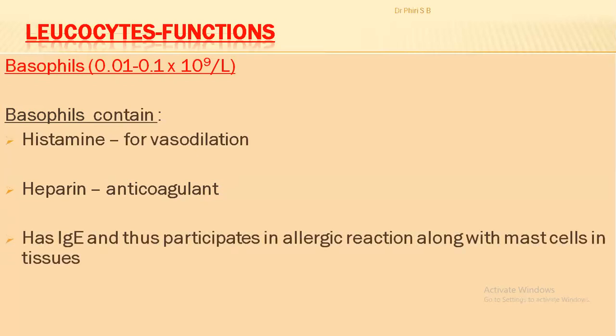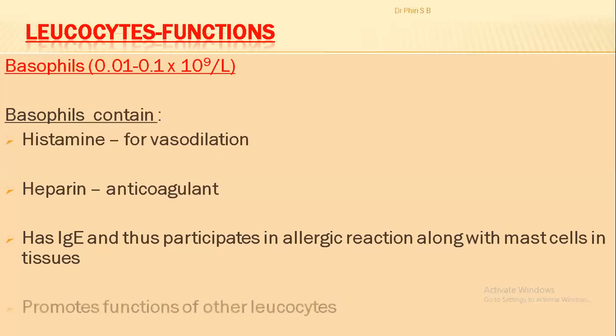Basophils also contain IgE. Because they contain IgE, it means that they participate in allergic reactions, because IgE is associated with allergic reactions. So because they contain IgE, they participate in allergic reactions along with the mast cells in the tissues. So they're also involved in allergic reactions. That's why they also produce histamine for vasodilation.